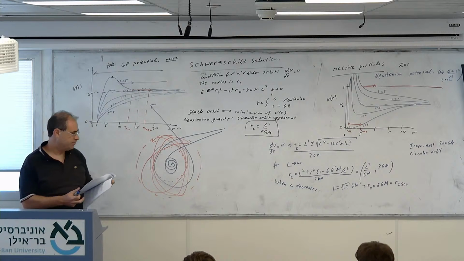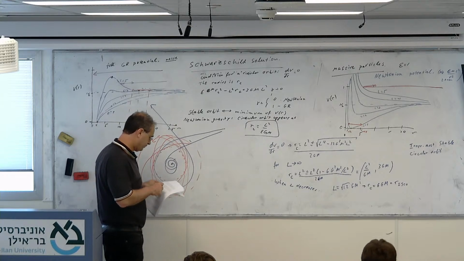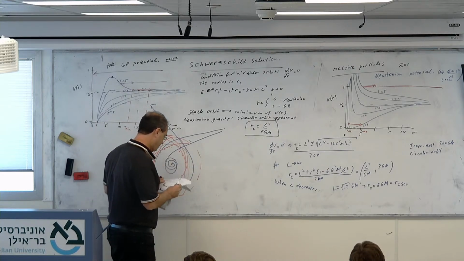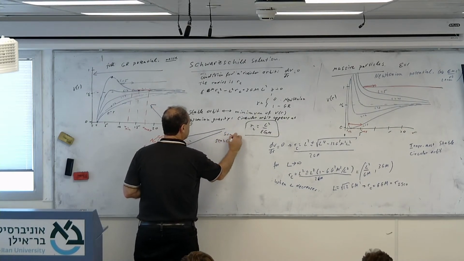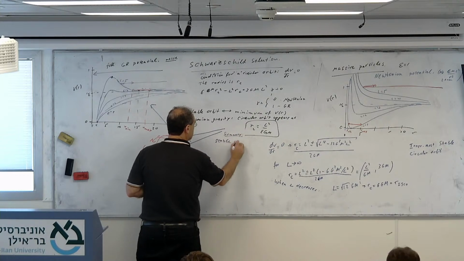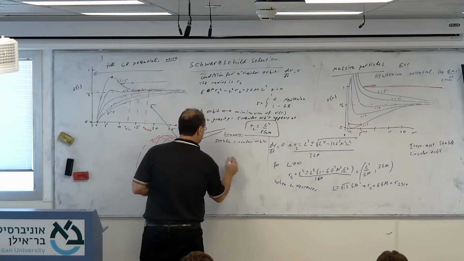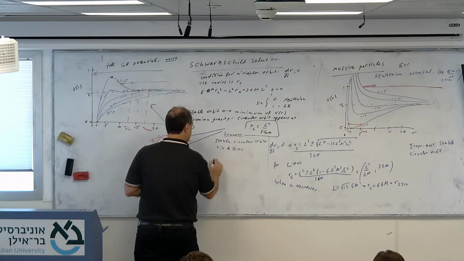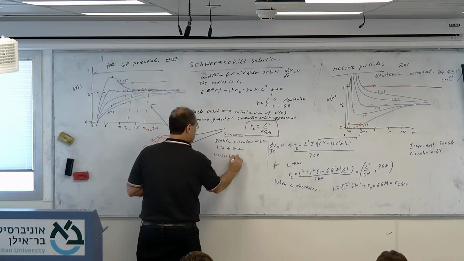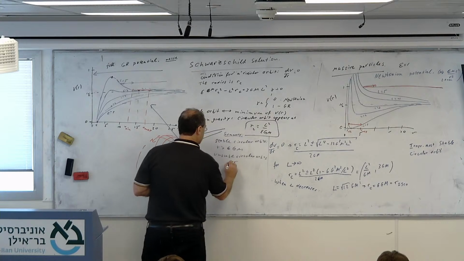So to summarize: stable circular orbits exist for R larger than 6 GM. Unstable circular orbits exist for R in between 3 GM and 6 GM.